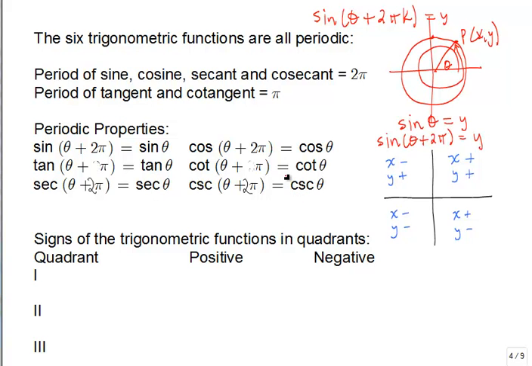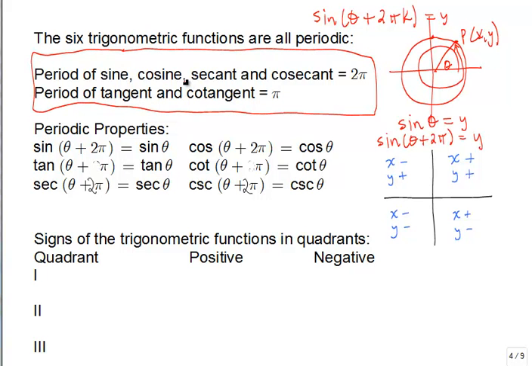So I would strongly recommend that you memorize this statement right here, that the period of sine, cosine, and its reciprocals, secant and cosecant, is always 2 pi, and the period of tangent and its reciprocal cotangent is always pi.